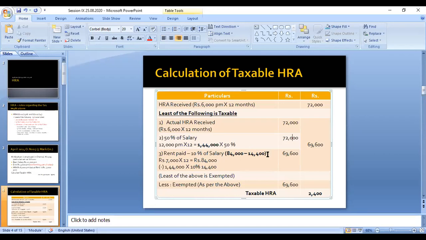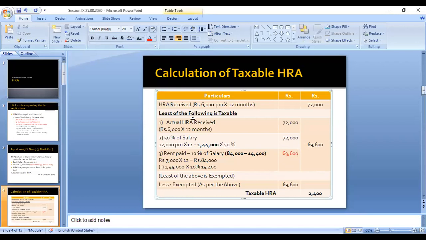So deduct this amount, 69,600. Compare these three amounts: the first is 72,000, the second is 72,000, and the third is 69,600. Which one is the least amount? The least of the above is 69,600. This is the least amount, so it is exempted.